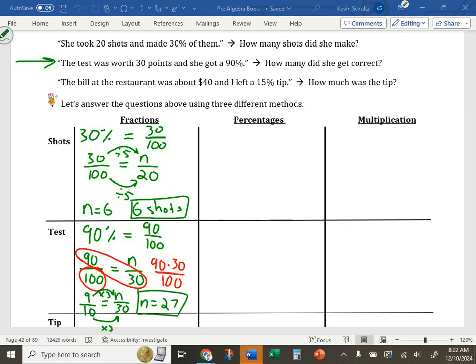So if you get in that situation where you can't divide evenly from the start, either look to simplify, 90 100ths becomes 9/10. Now we can get to 30 using a scale factor, or cross products works every single time. It's a fail-proof method. There are no exceptions. It will always work. It's fantastic.